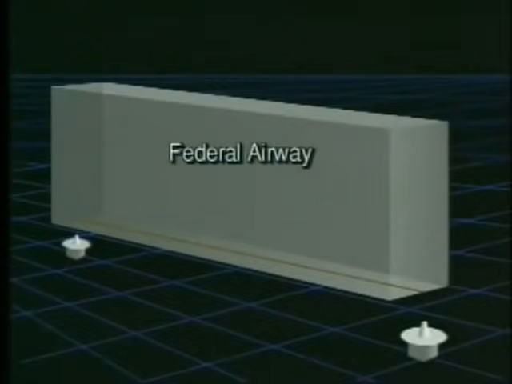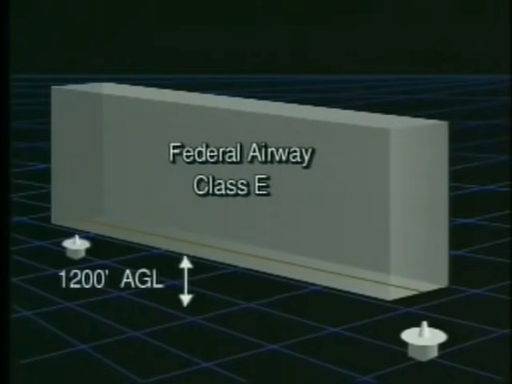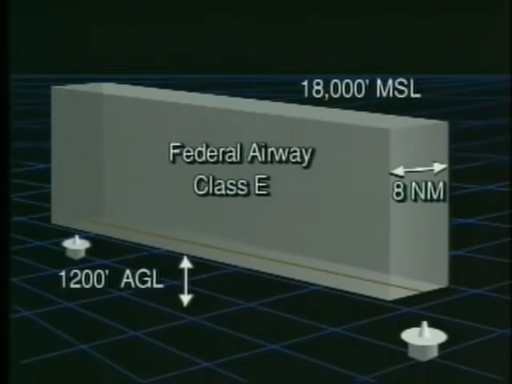Federal Airways, also known as Victor Airways, are designated as Class E airspace. These airways typically extend from 1,200 feet above ground level up to but not including 18,000 feet MSL and are normally 8 nautical miles wide.